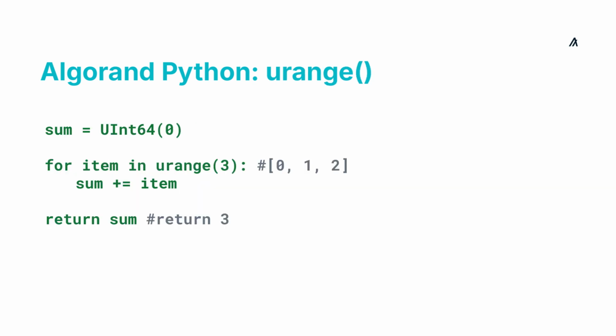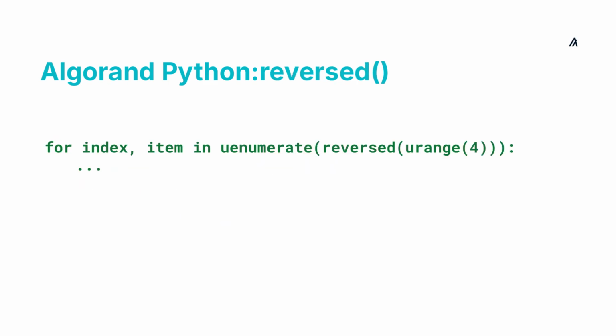The urange function is an Algorand Python version of range that works with the algopy.UInt64 type. It generates a sequence of UInt64 numbers that you can iterate over. These two functions work with the Python built-in reversed function, which returns a reversed iterator of a sequence.